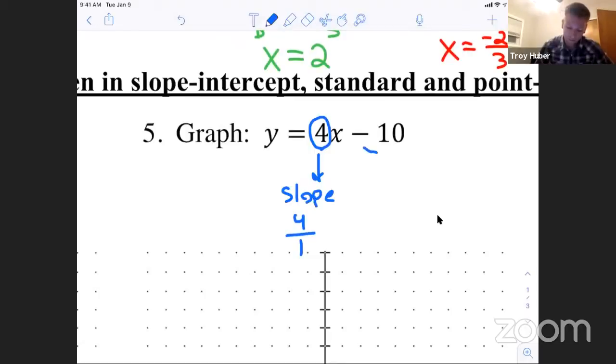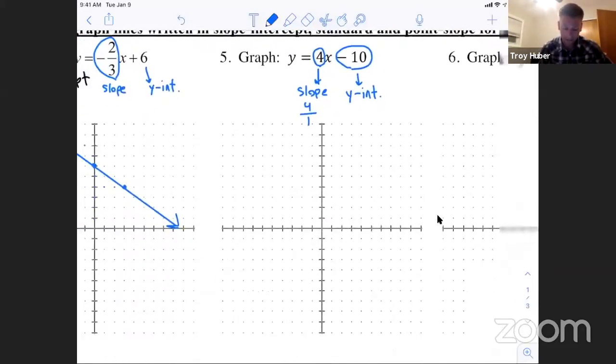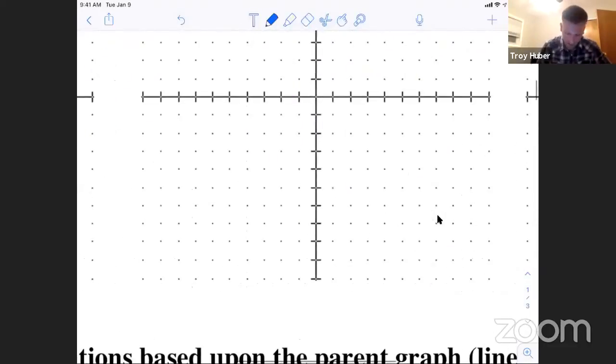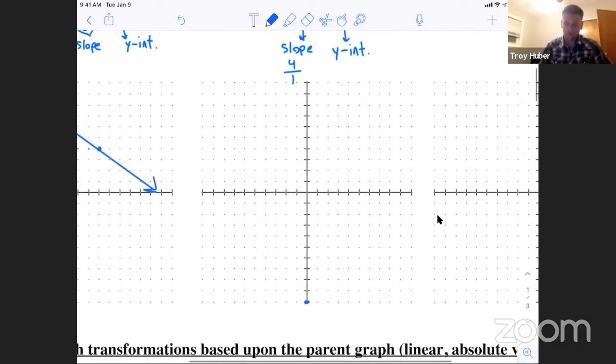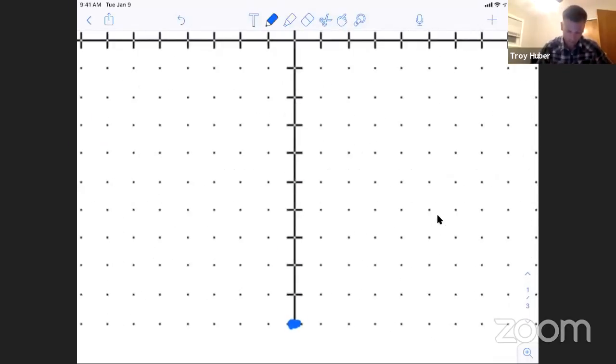All right, and then don't forget this negative on our y-intercept. So we want negative 10 as our y-intercept. So that's going to be all the way down here. All right, and we want a positive slope this time. So positive slopes go up and to the right. So our graph should look something like this. All right, so we want to go up 4 and then right 1. So up 1, 2, 3, 4, right 1, up 1, 2, 3, 4, right 1.